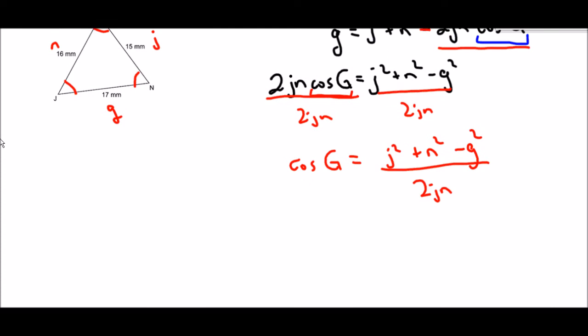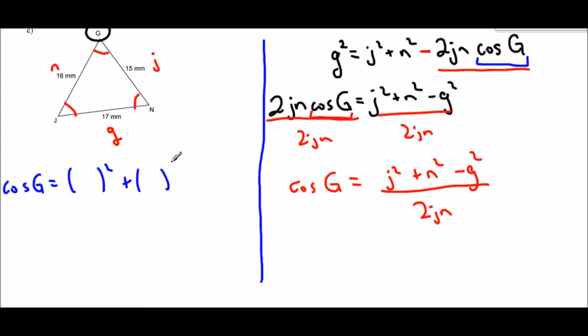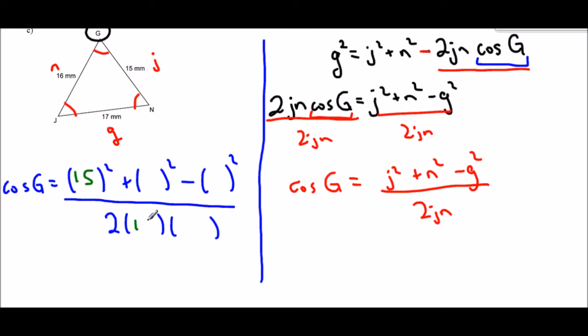So now I'm going to start substituting into my formula so I can solve. So cosine of G is equal to J squared plus N squared minus G squared divided by 2 times J times N. So now I'm going to substitute in. So J was 15, N was 16, and G is 17.